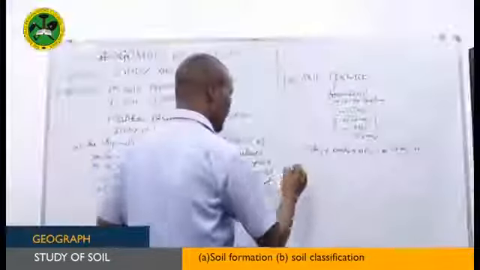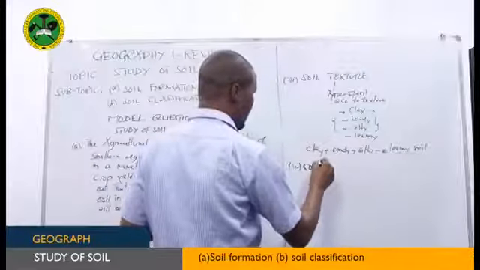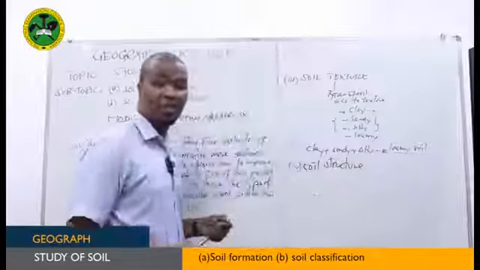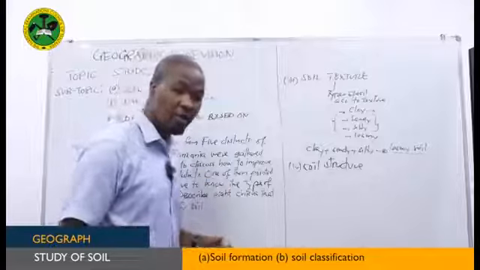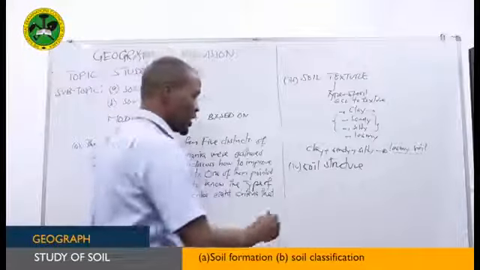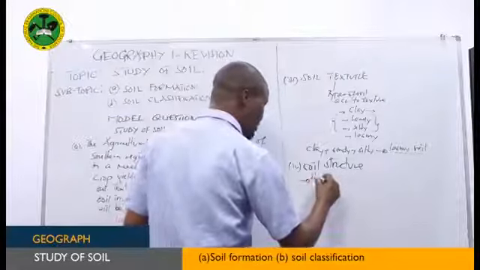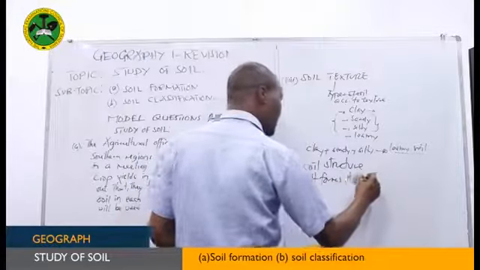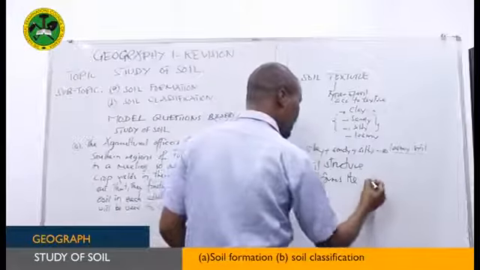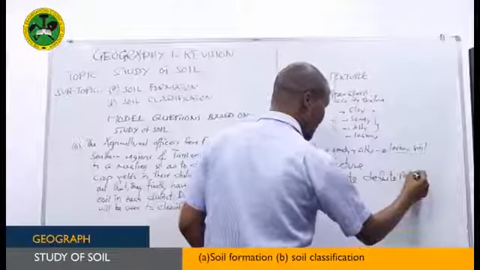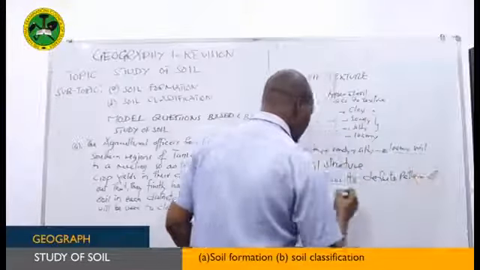Then from there, we have soil structure. Soil structure will refer to the arrangement of the soil particles which form a definite pattern of the soil grains within the soil body. Soil structure refers to the definite pattern of the soil arrangement.